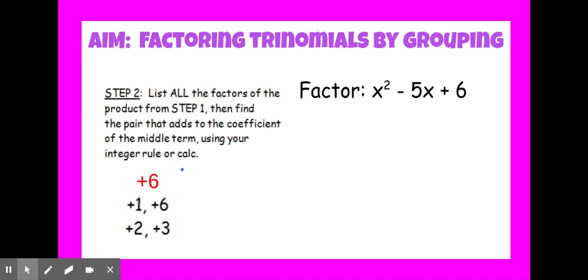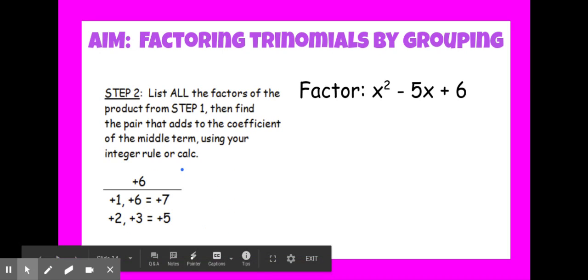But don't forget there's also the negative numbers. Negative 1 times negative 6 and negative 2 times negative 3 also give us a positive 6. So we have to list out both of them because we have 4 options to get our middle number. So now our next step is to add each set.